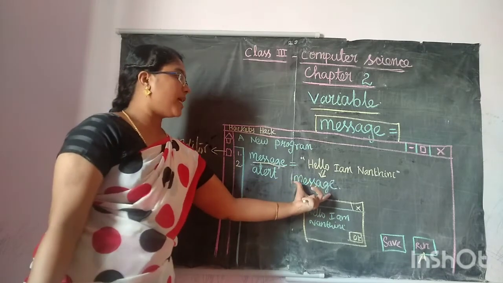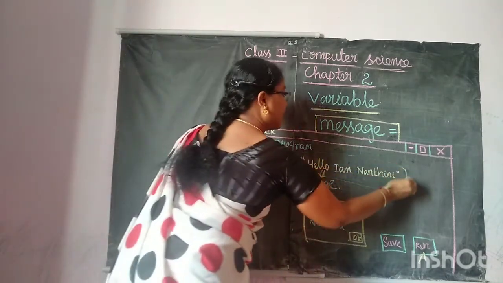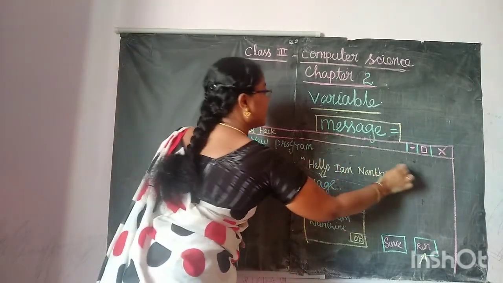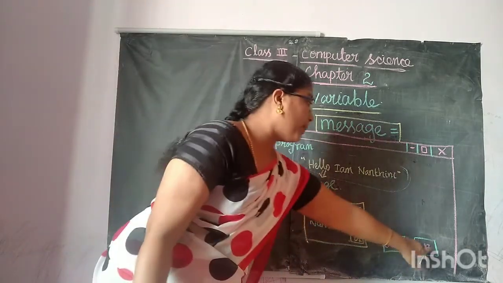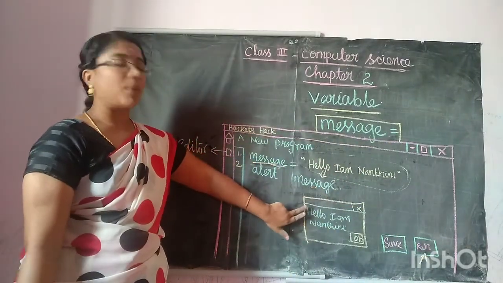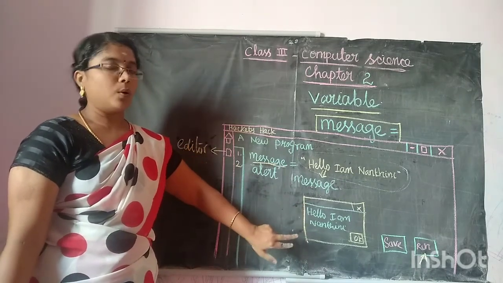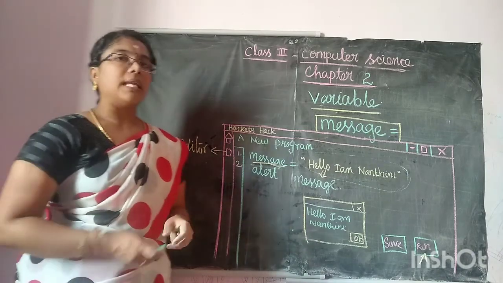Within this variable, this message will be included. Message is the variable, right? Once you click the run button, this message will come out, this display will come out. Do you understand what I am saying? Okay, listen.